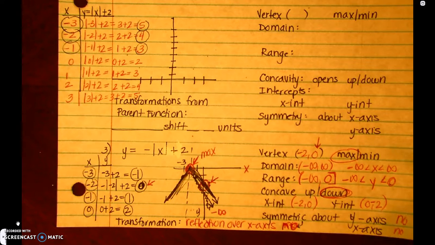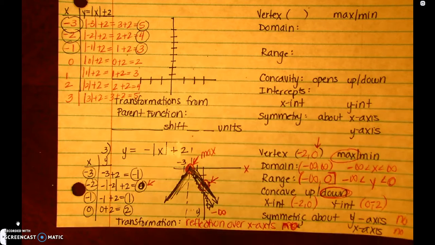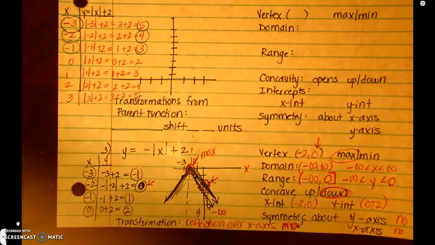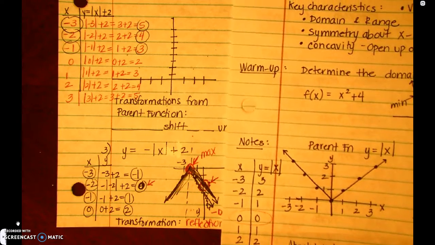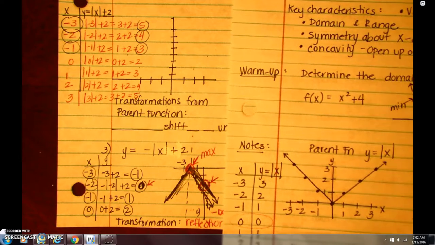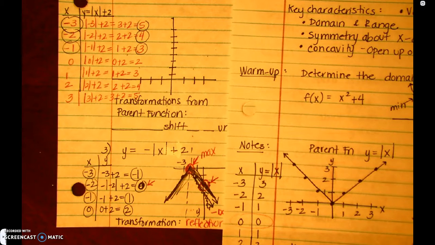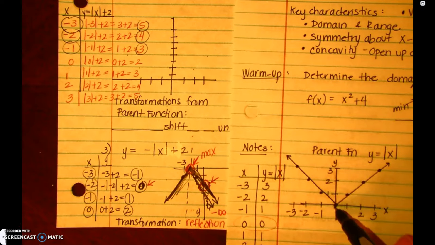And then the very last thing to describe the transformation was that it reflected over the x-axis. So instead of facing up like the parent function, the parent function looks like this, it ended up flipping over the x-axis, so pointing down. So instead of a V, now it's like an upside down V. And then it shifted, it moved from 0, 0 to 0, -2.